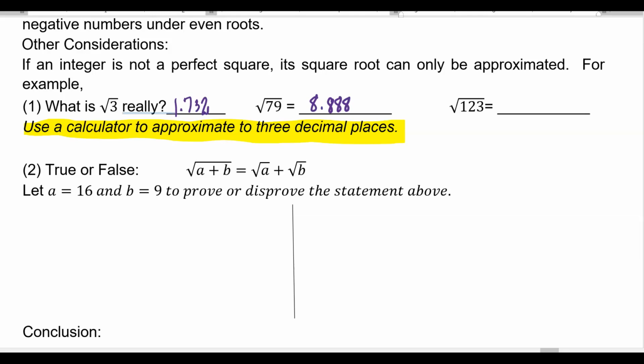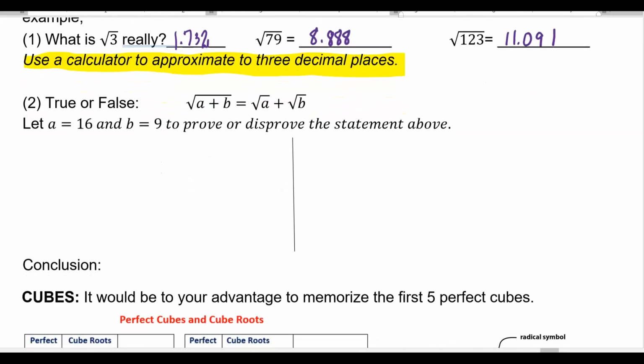And then you have the square root of 123. The approximate answer for that is 11.091. And we put 1 there because the digit right after the 0 is a 5, okay? So if it's 5 or higher, you will round up.